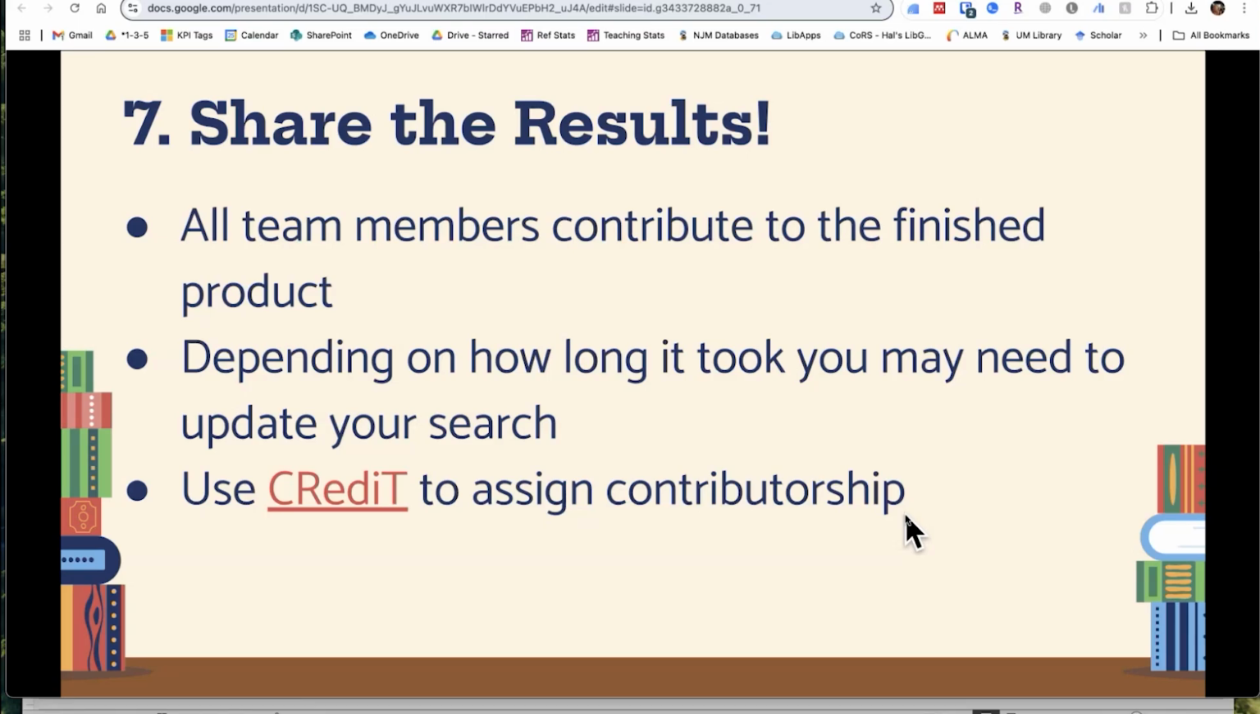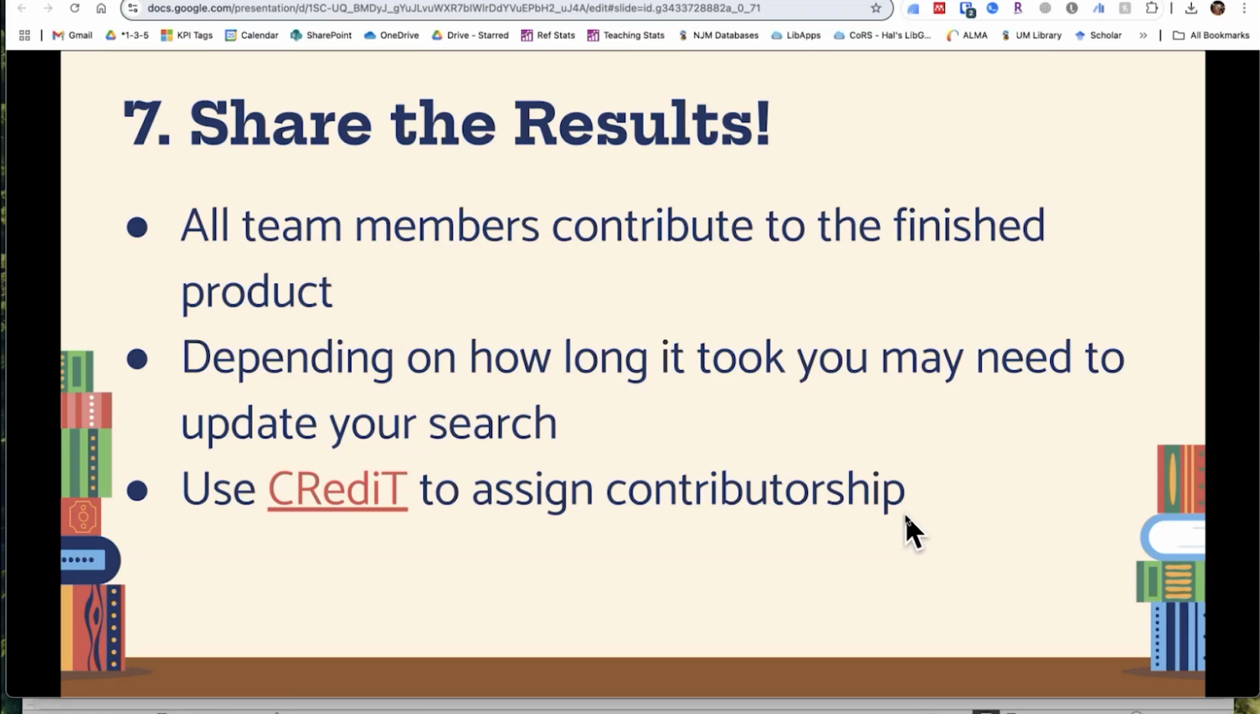It's very common for journal editors, if you're submitting and the search was run more than a year ago, to ask you to update it. So that comes back to how well you documented everything.